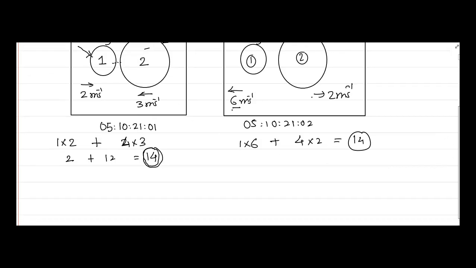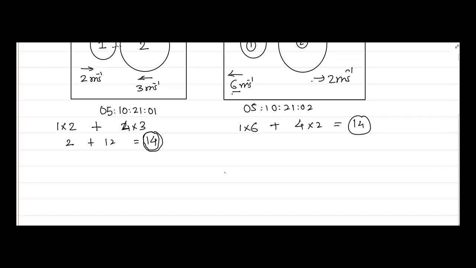If we look at this law in general terms, then this is what I would say. This 1 into 2, I can call it P1I, that is the initial momentum of the first body. And this would be P2I, the initial momentum of the second body. Similarly, over here, 1 into 6 would be P1F, and 4 into 2 would be P2F.